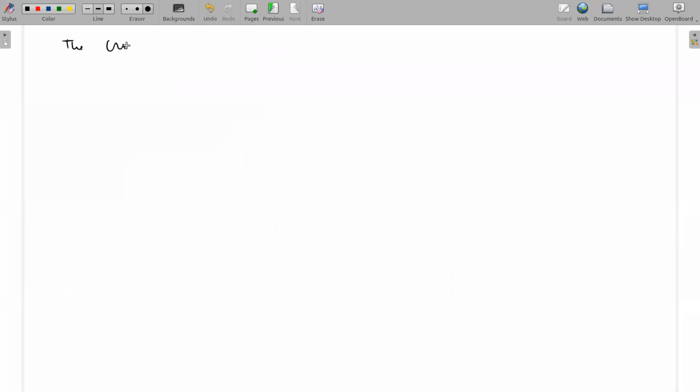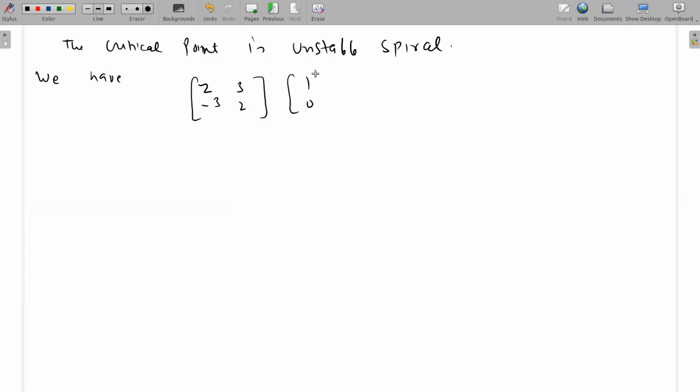So the critical point is unstable spiral. And to check the direction, we need to apply matrix A on a vector, say 1 0. You got 2 minus 3. So any solution passing through 1 0 will go into direction of 2 minus 3.